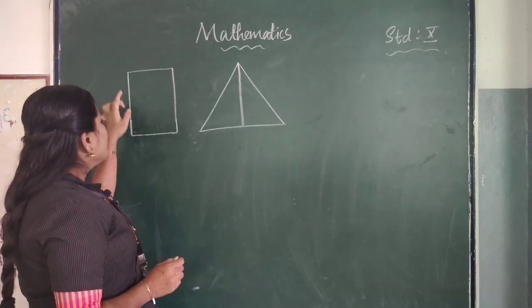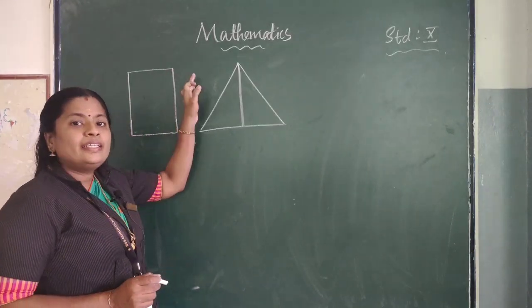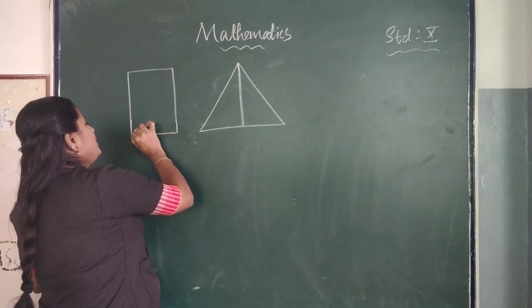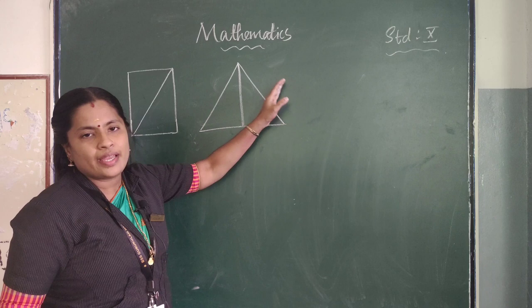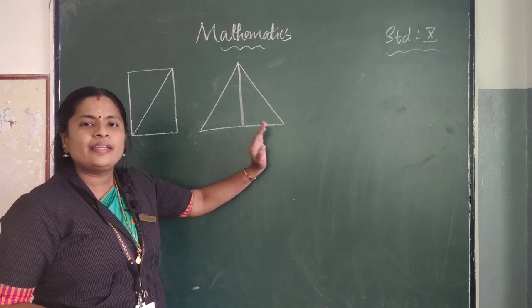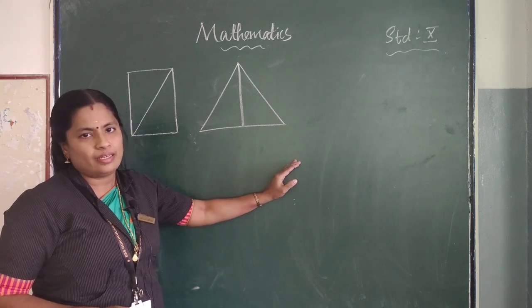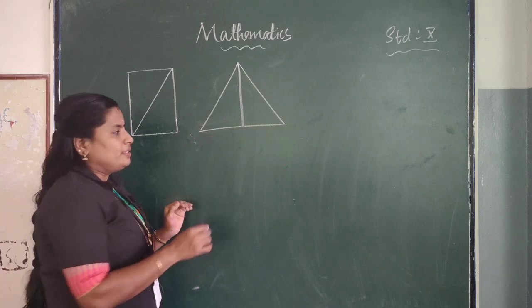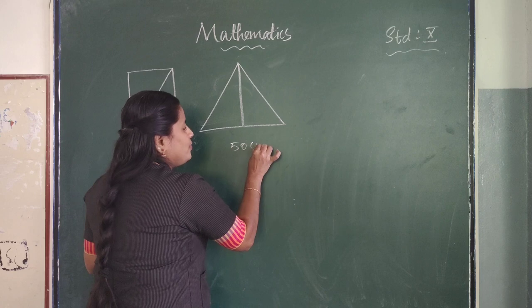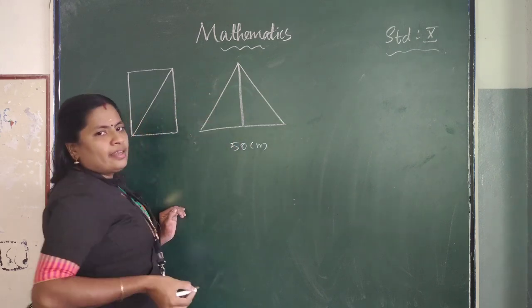Okay, so when the rectangle is cut along the diagonal, and the pieces are rearranged, we get an equilateral triangle. The side of that equilateral triangle is 50 cm, it says. Okay, so 50 cm here, also 50 and 50.